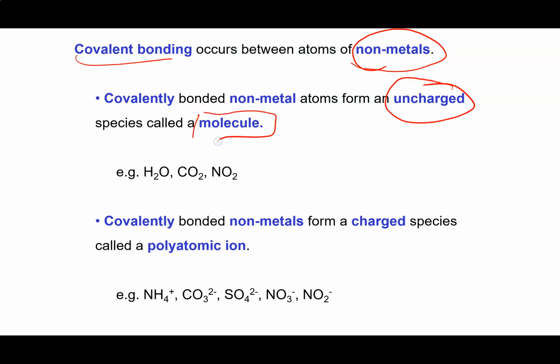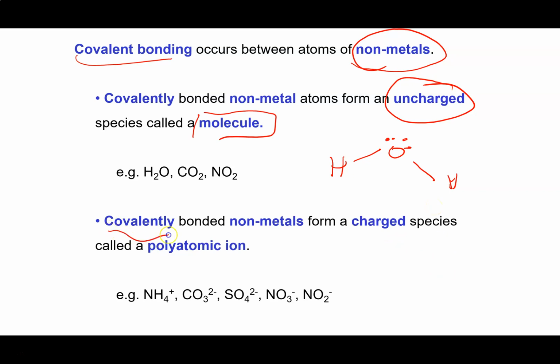Now, the atoms that are covalently bound together form an uncharged species that's called a molecule. It's like a little bundle of atoms. Each of the atoms in there are stuck together. Right? There's a water molecule. Here's a carbon dioxide molecule.